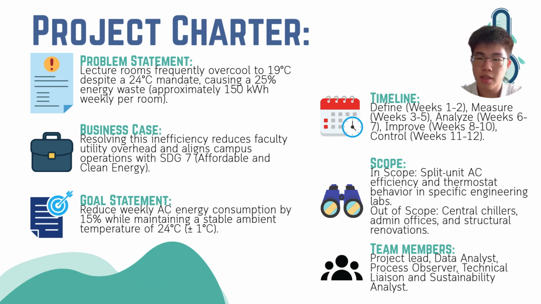Next, the business case. Resolving this inefficiency reduces faculty utility overhead and aligns campus operations with SDG 7, which is affordable and clean energy. The project's goal statement is to reduce weekly AC energy consumption by 15% while maintaining a stable ambient temperature of 24 degrees Celsius with a tolerance zone of 1 degree Celsius.